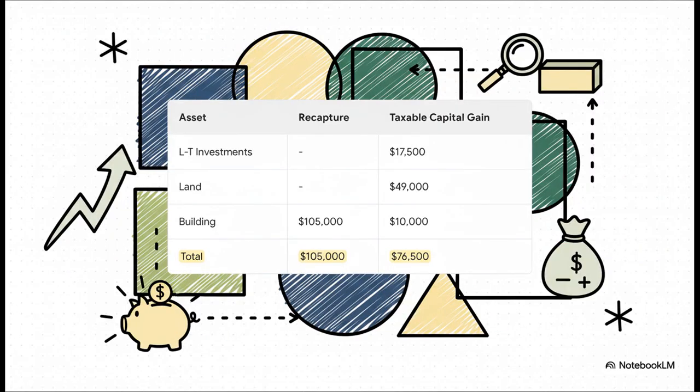The company elects to bump up the value of its appreciated assets to fair market value. Look at what this does. It creates $76,500 in new capital gains and $105,000 of what we call recapture, which is basically treated as business income. We've just manufactured income for tax purposes.